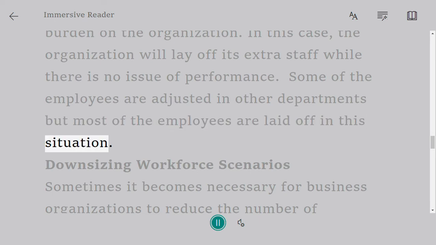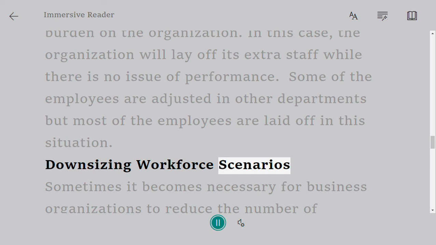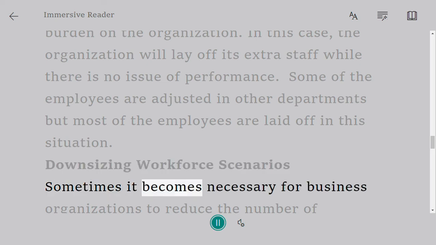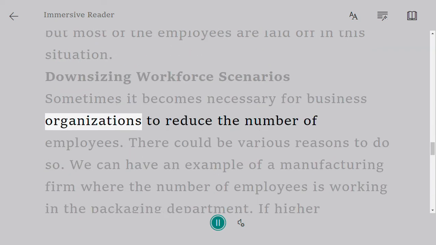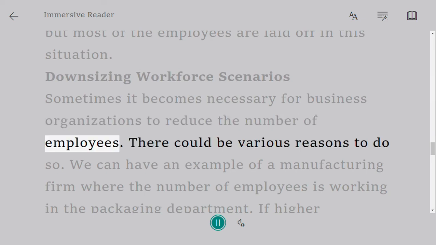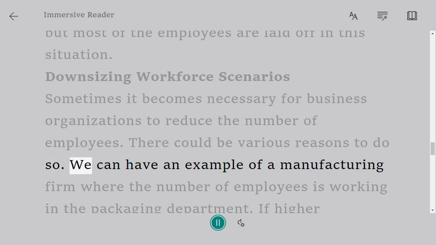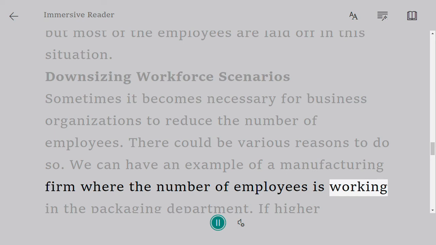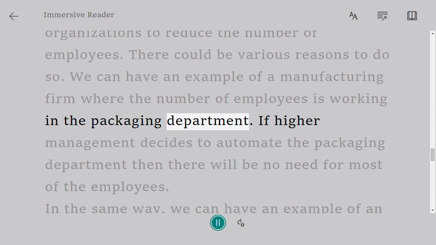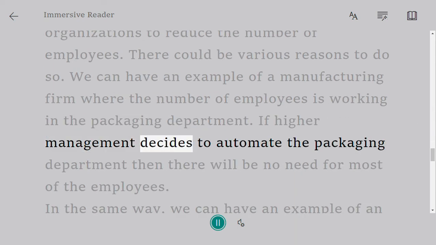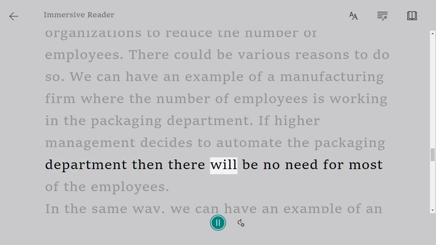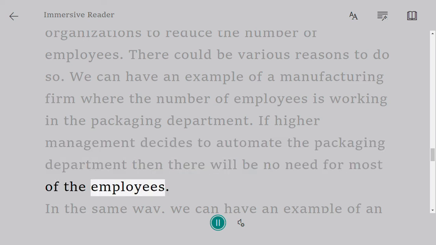Downsizing workforce scenarios. Sometimes it becomes necessary for business organizations to reduce the number of employees. There could be various reasons to do so. We can have an example of a manufacturing firm where a number of employees are working in the packaging department. If higher management decides to automate the packaging department, then there will be no need for most of the employees.